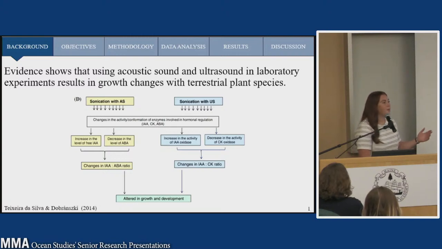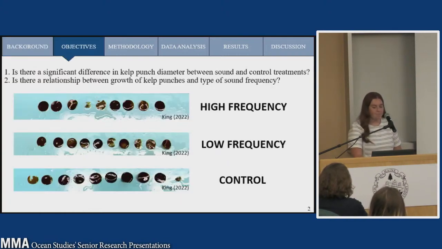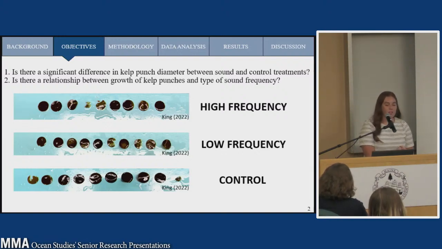And so after reading all these papers, I decided that I would try and see how a marine algae could respond to sound in its environment, looking closer into anthropogenic sound because, as we all know, it's a noise pollutant. So for my study, I was looking at two different objectives. The first one was, is there a significant difference in kelp punch diameter between sound and control treatments? And then the second objective was, is there a relationship between growth of kelp punches and type of sound frequency?